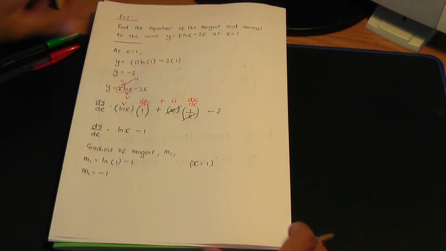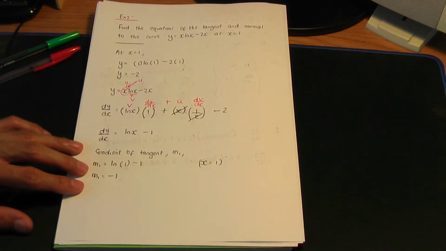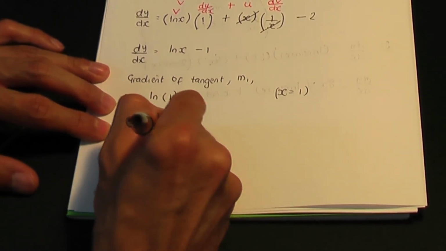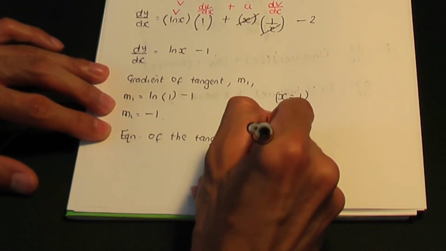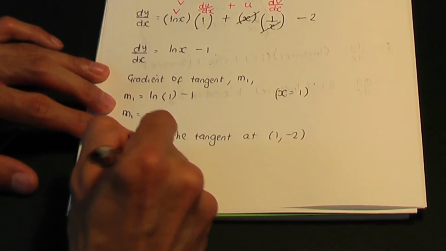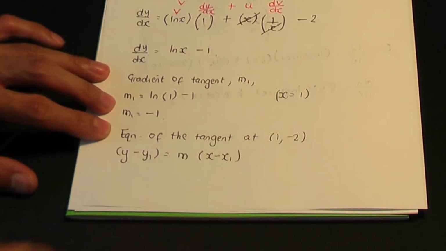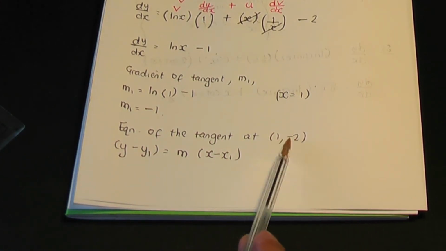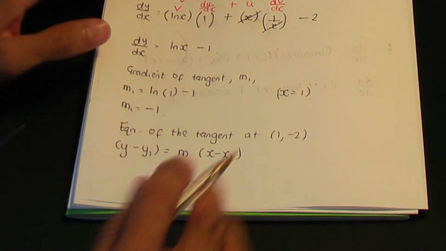So we have the gradient of the tangent, we have the x and y coordinates. Now we're ready to work out the equation of the tangent. To calculate the equation of the tangent at the point x is 1, y is minus 2, we can use the formula y minus y1 is m into x minus x1, okay? Since the tangent is a straight line passing through the point 1, minus 2, we can apply this formula to work out the tangent equation.